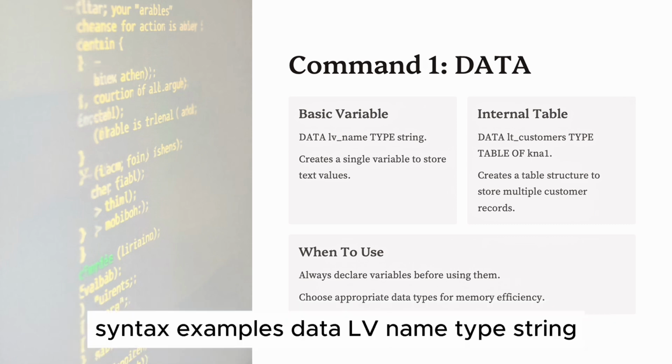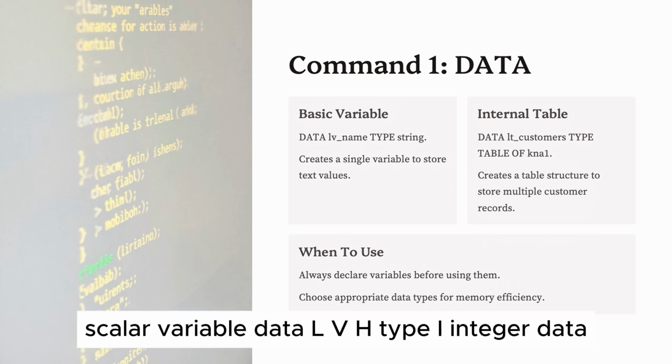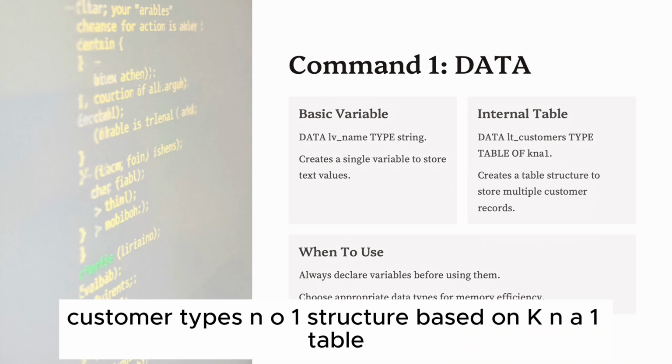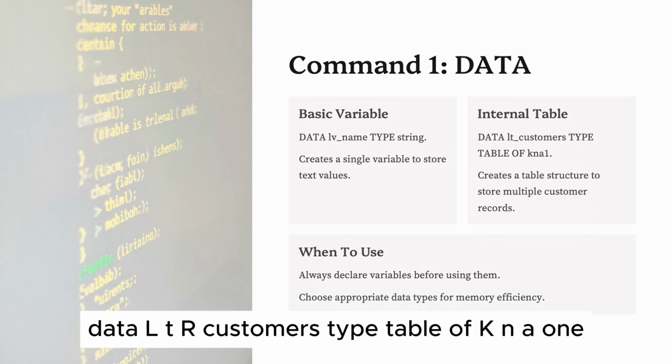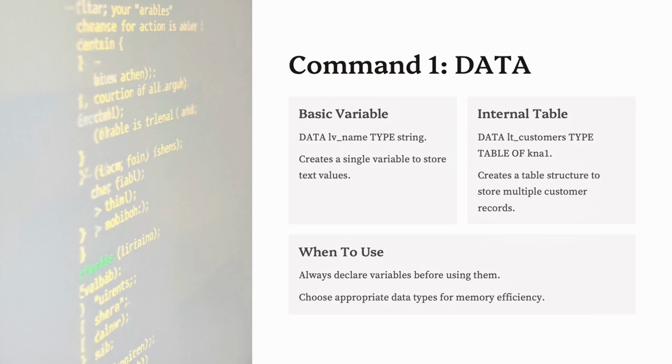Syntax examples. DATA lv_name TYPE string. Scalar variable. DATA lv_age TYPE i. Integer. DATA ls_customer TYPE kna1. Structure based on KNA1 table. DATA lt_customers TYPE TABLE OF kna1.